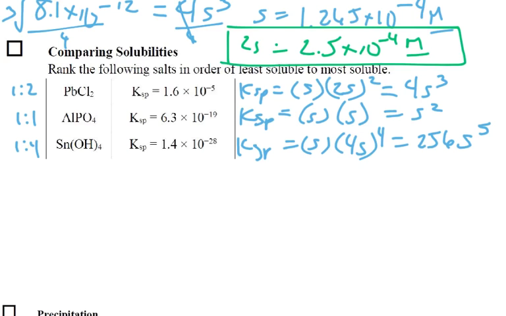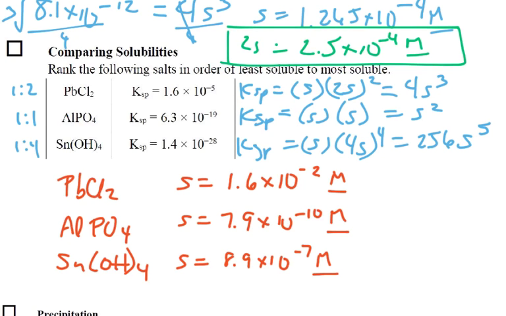So now I'm going to use my KSPs to calculate numbers for S in each case, and then compare the S values, because the larger the S, the more soluble it is. So I want to go from the smallest value of S to my largest value of S to get my answer. So I'm going to take a moment and calculate. Okay, doing my calculations, I get these 3 values, and I had to take the cube root and the square root and the fifth root and divide by numbers. And so I can see that my smallest one, the aluminum phosphate, is my least soluble. And the lead chloride is the most soluble. And this other one is going to be in the middle.